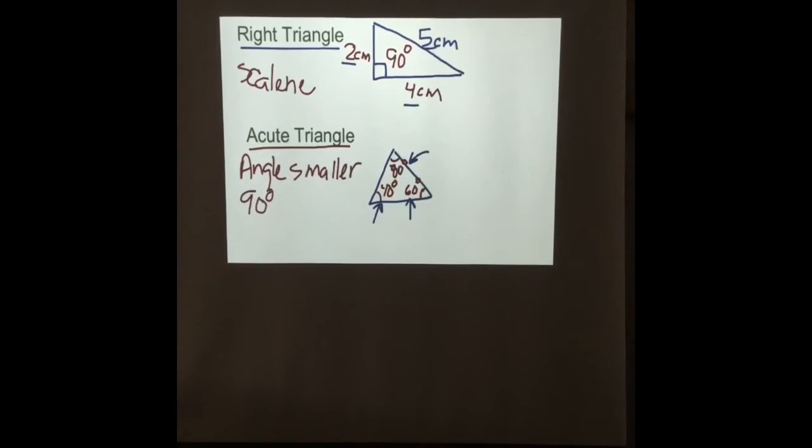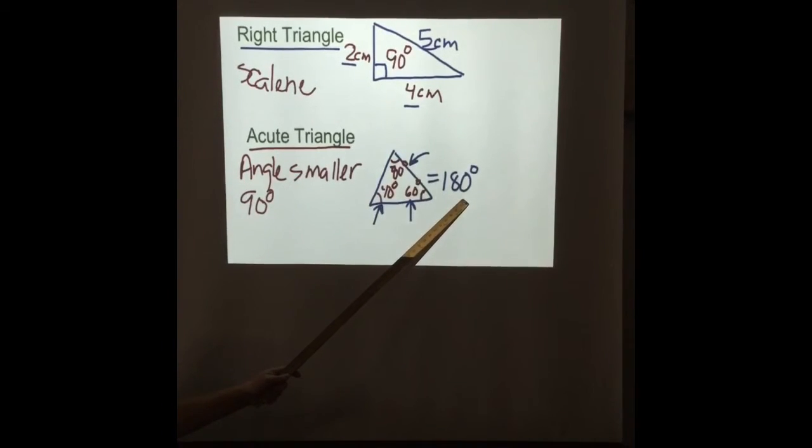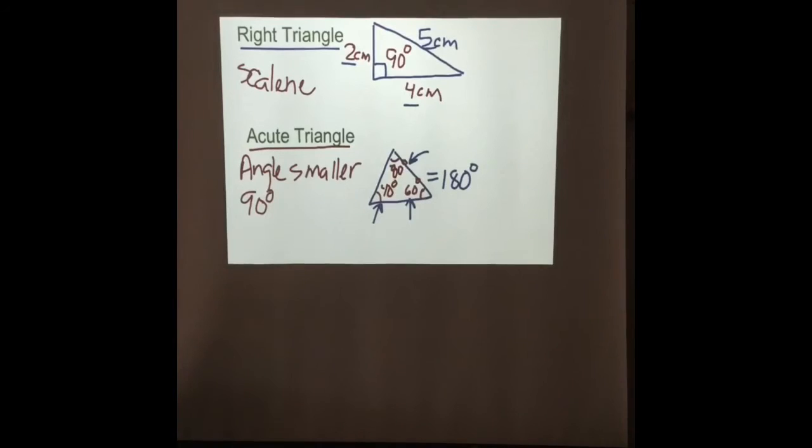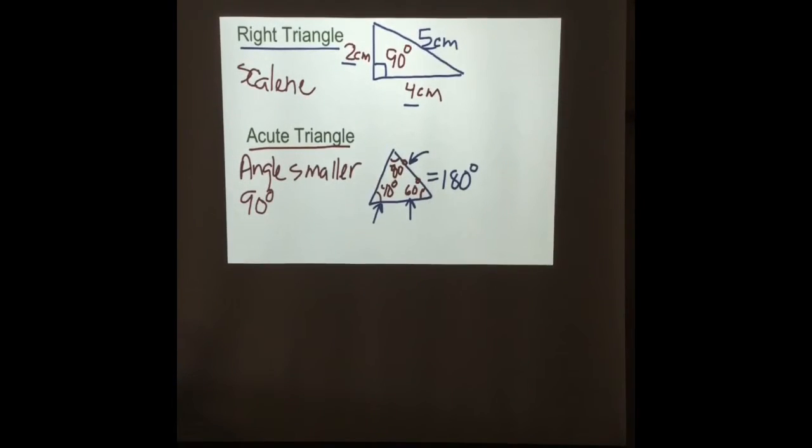Okay, so they add up to be how much? They all add up to be 180 degrees. And remember, all triangles have to add up to be 180 degrees. None of them are larger than a 90. Could our acute triangle be a different type? It could be if we had all the same sides.